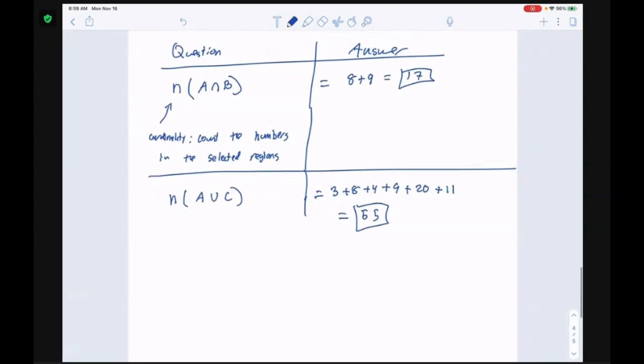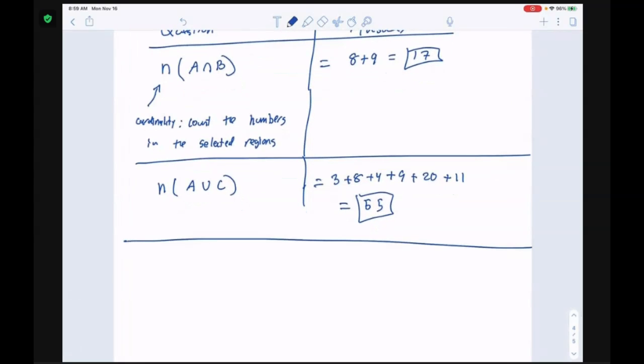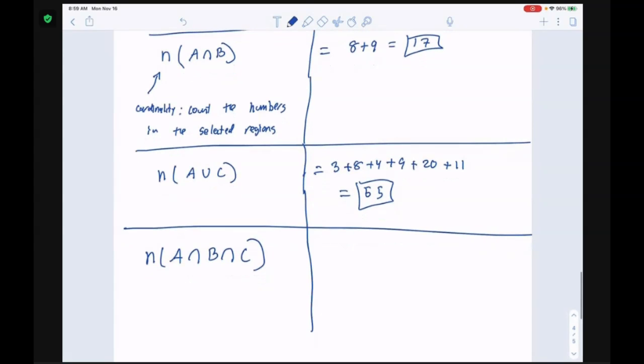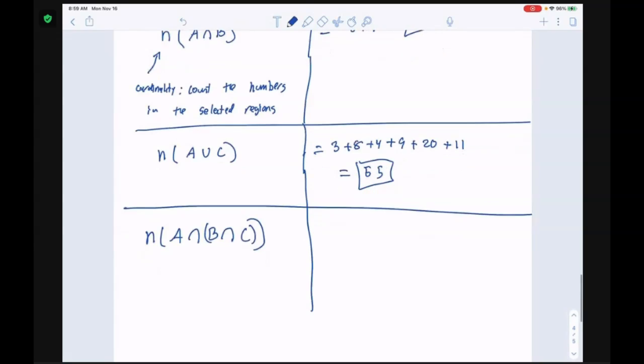Now I know I haven't really done all three, so now let's do a problem that has all three. What about A intersection B intersection C? So now we're adding 3 of them. When you're doing these, you can actually add parentheses as you wish. We can think of this as A intersection with B intersection C.